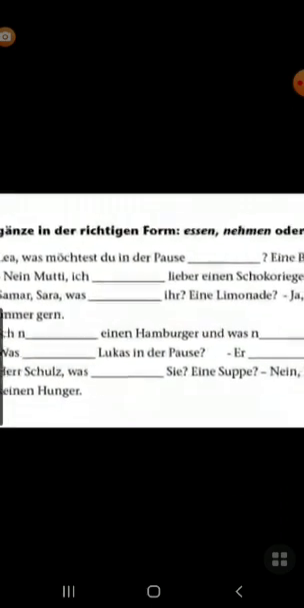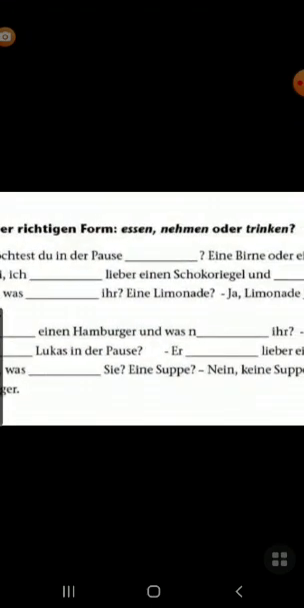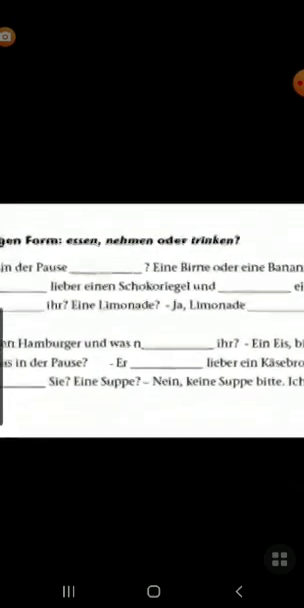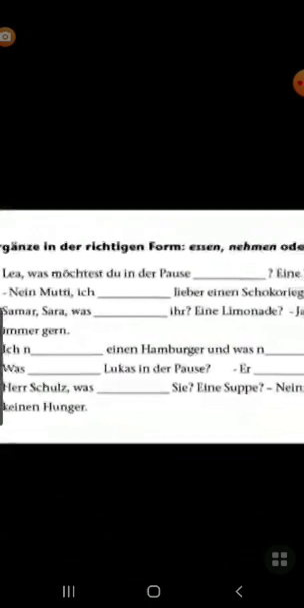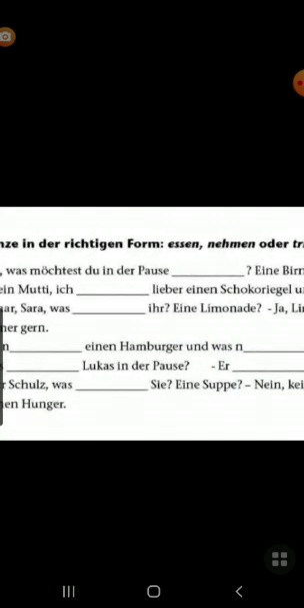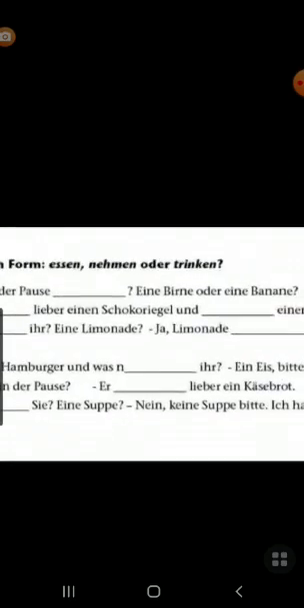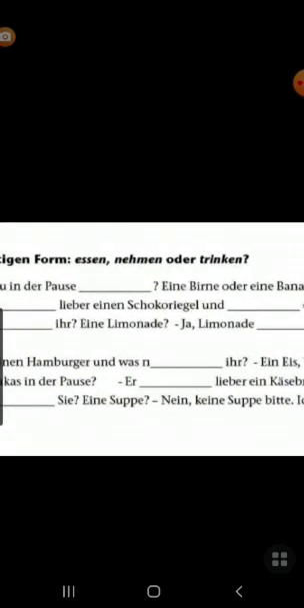Leah, was möchtest du in der Pause? Dash. Eine Birne oder eine Banane. So Leah, what would you like to have in your break time, in your recess? A pear or a banana. This means we're talking about the verb eating.